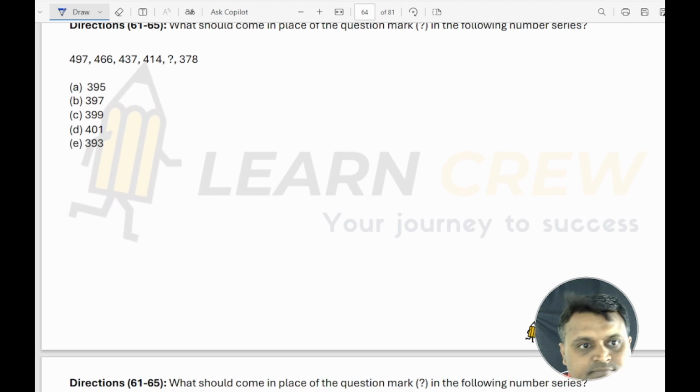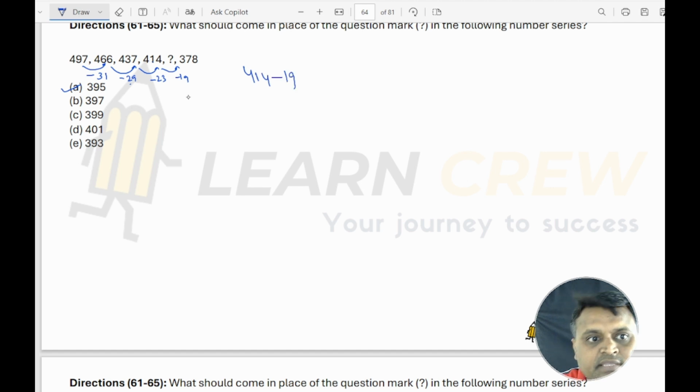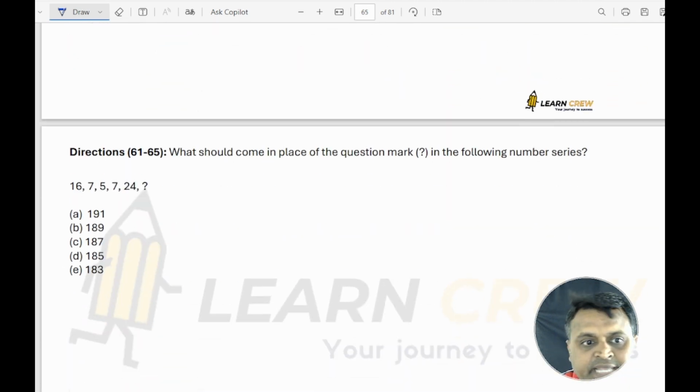Next. 497, 466. Difference is 31. Here difference is 29. Here difference is 23. So what are these? 31, 29, 23 are the prime differences. Next prime is 19. 414 minus 19 will be 395. The differences are primes. 414 minus 19, 395 is the answer. Next.